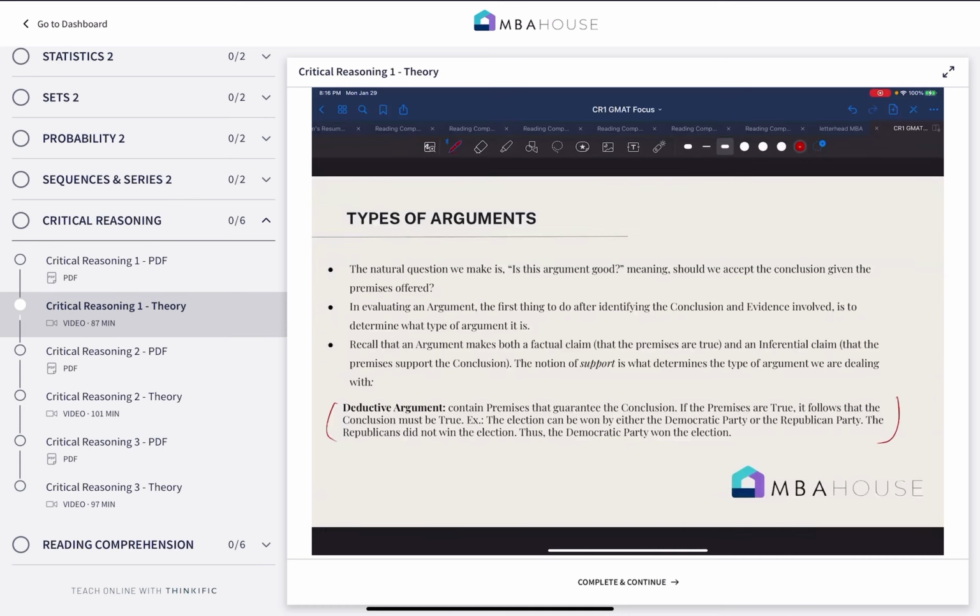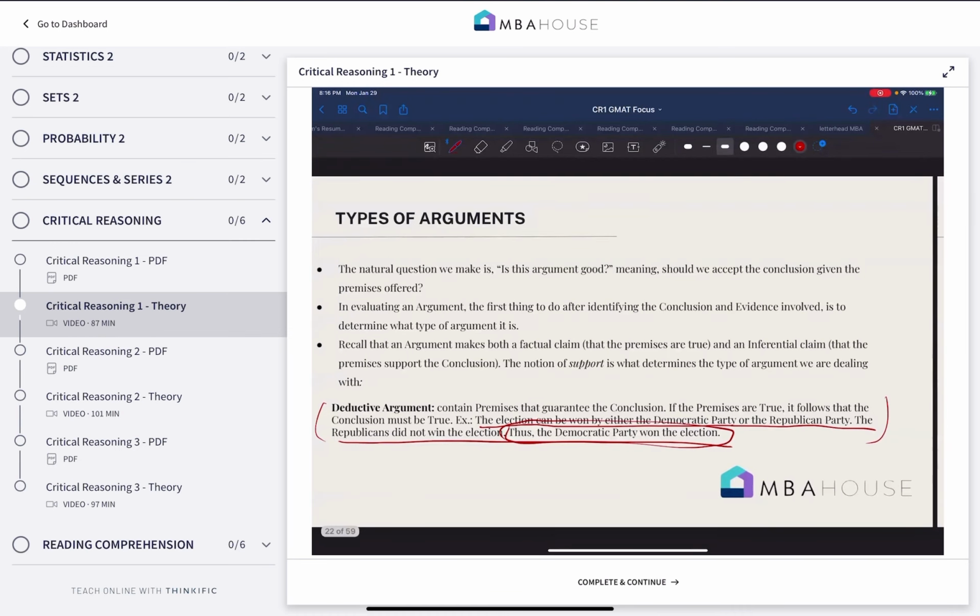Because deductive arguments, again, are very straightforward. Here, for instance, the election can be won by either the Democratic Party or the Republican Party. The Republicans didn't win, so the Democrats won. Well, I mean, this would have to be the other way around. But still, you see, the conclusion is inescapable from the evidence that we have, right?